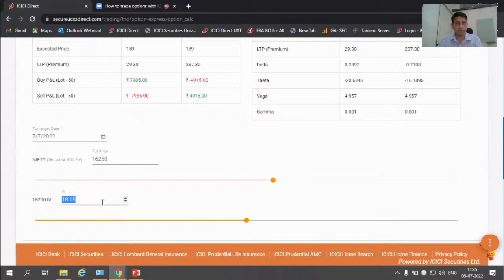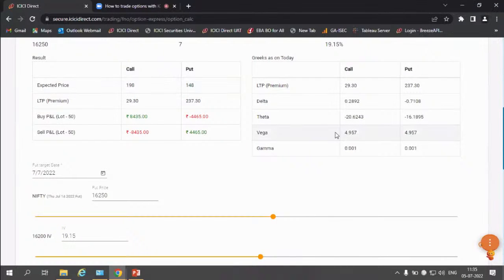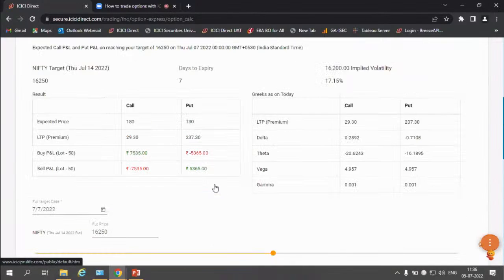And if you want to change the implied volatility, as I mentioned earlier, what will happen if the implied volatility of that particular option increases by 1%. So from here 18.15 to 19.15, if I change, you will see the Vega is 4.9, and the price of the particular option will change by about 5 rupees. It will add about 5 rupees in that particular call if it increases. Similarly, if it decreases, I don't remember exactly how much it was, 17 I guess, it will drop the price by 5 rupees or something.